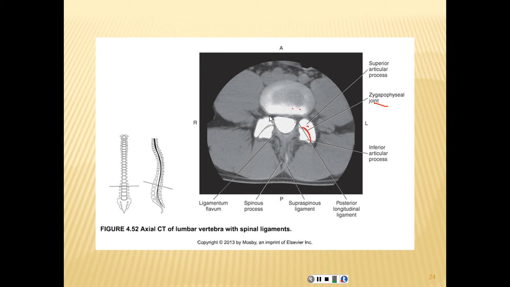This is the bottom portion of the neuroforamina. So this would be the superior notch, and the inferior notch of the preceding vertebra. As a matter of fact, this is the nerve. That's the nerve that exited out. This is a nerve that exited out of the neuroforamina.